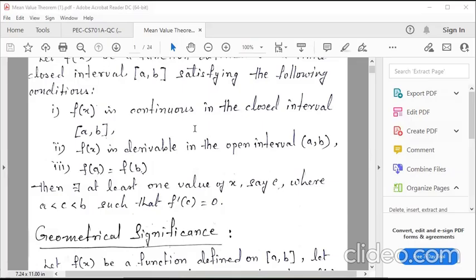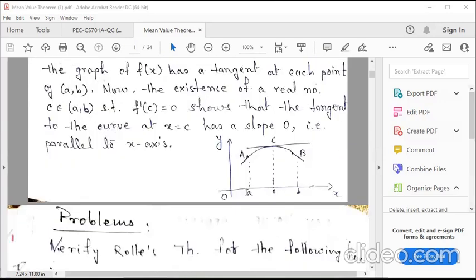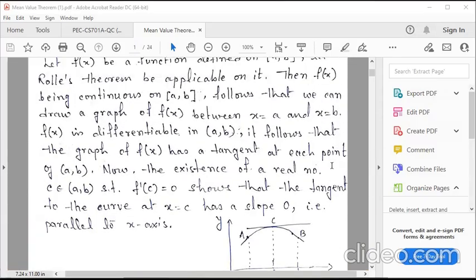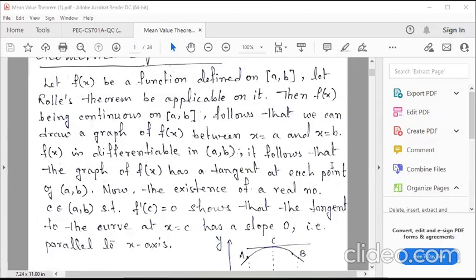Whenever a function is continuous in a closed interval [a, b], what does it signify? A function f(x) means there will be a curve, and that curve will be continuous in the closed interval [a, b]. That means if there are two points a and b on the x-axis and we draw a curve, we will get a continuous curve between these two points a and b.